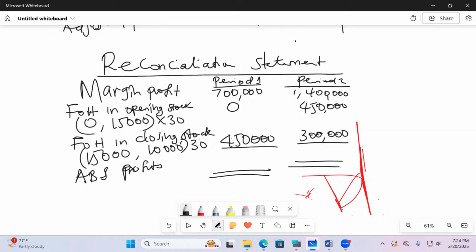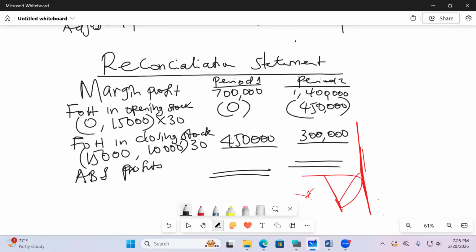Now, please listen. Whenever you're doing reconciliation, opening stock values shall always be subtracted and closing stock values shall always be added. Write this somewhere in your mother tongue: when doing reconciliations, subtract opening and add the closing. And I'll be able to explain.